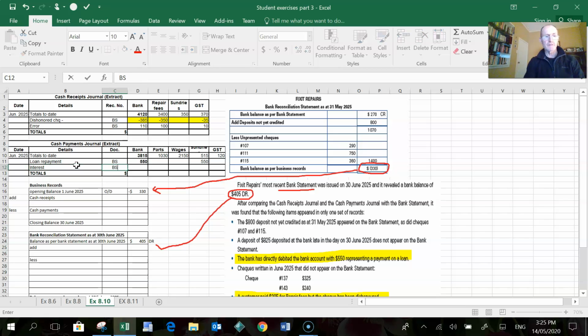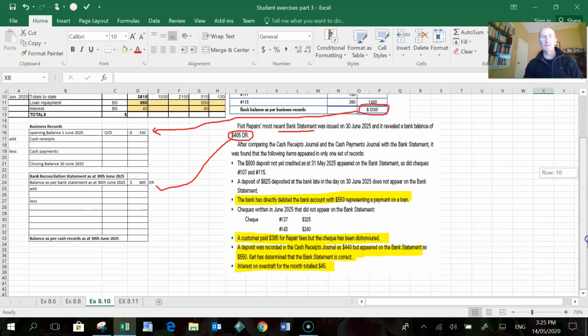Bank statement, $45, and in the sundries column, $45. Okay, so we've now adjusted my accounting records. So there's your 2 changes to your receipts, and there's the 2 changes to your payments.